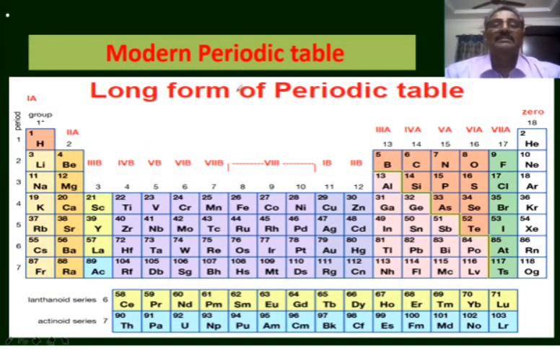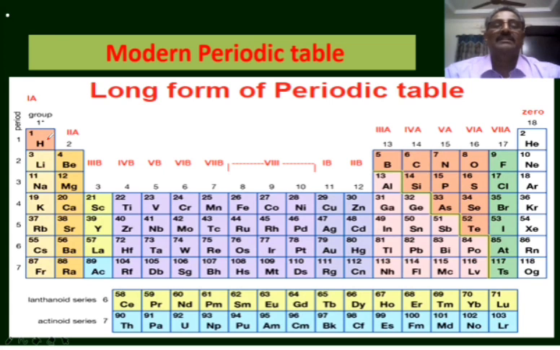You know that in the long form of the periodic table, the elements are arranged in the increasing order of the atomic numbers. It reflects the electronic configurations of elements. In the long form of periodic table, each period starts when the electron enters in a new shell.